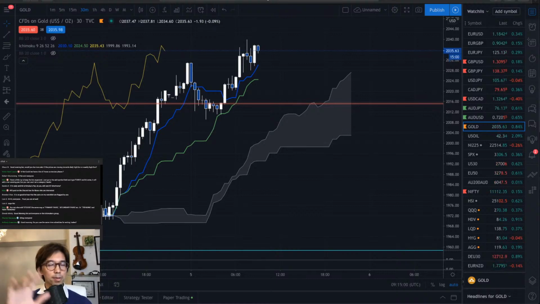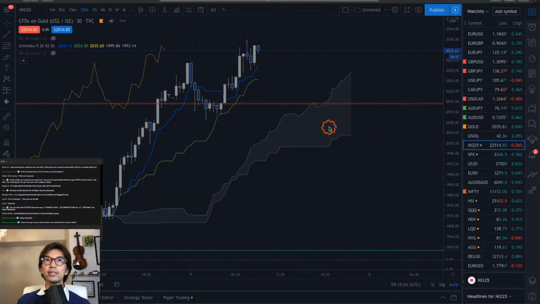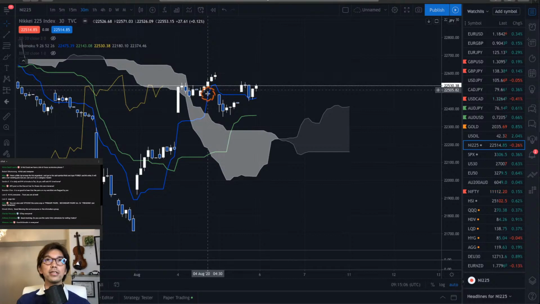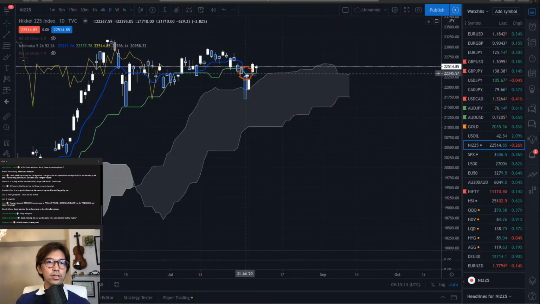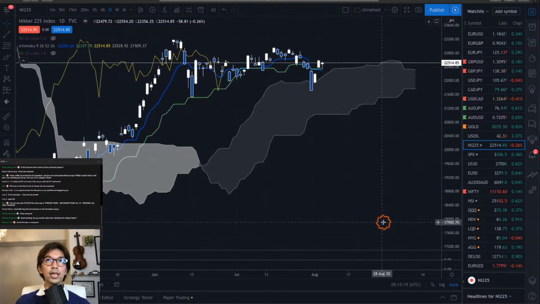Nikkei 225 is bouncing up right now, right? I was looking at the chart earlier, and this is moving up now. But pretty much this is consolidating. The daily chart is flat. Kumo flat and Kijun Sen flat, so the price is not really going anywhere on this Nikkei 225 now.